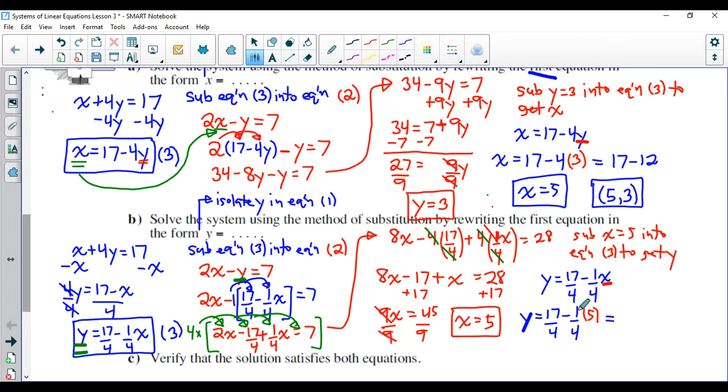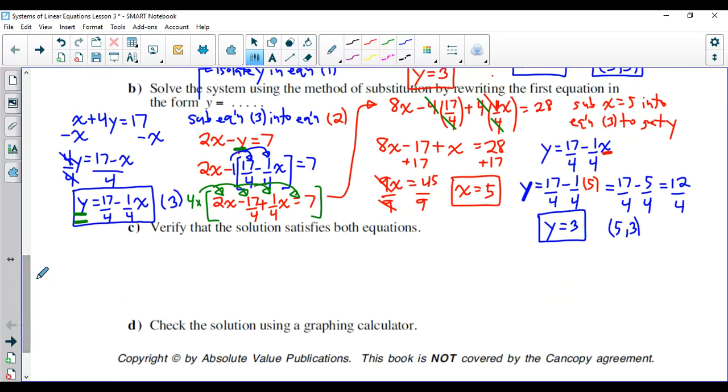Okay, let's evaluate this. So this would be 17 over 4. 1 over 4 times 5 would just be 5 over 4. And if you have 17 over 4 minus 5 over 4, we just subtract the numerators, so that'd be 12 over 4. And 12 divides into 4 evenly, where you would get y is equal to 3. Therefore, once again, the solution to this system would be 5, 3. So we've utilized the method of substitution to do this. We'll do more practice on the next page.